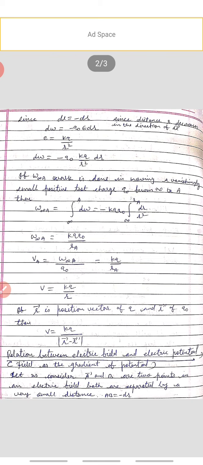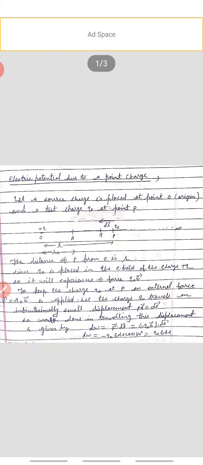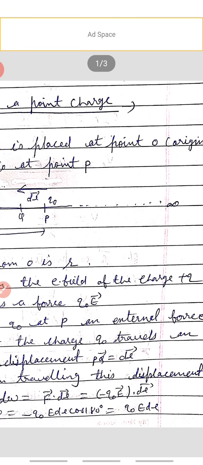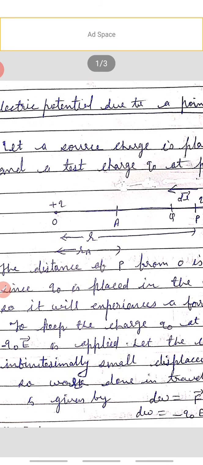Let W infinity to A be the work done in moving a vanishingly small positive test charge Q naught from infinity to A. The infinitesimally small charge Q naught is moving from infinity to point A. This is clear in the diagram. The positive test charge is moving from infinity to a point.